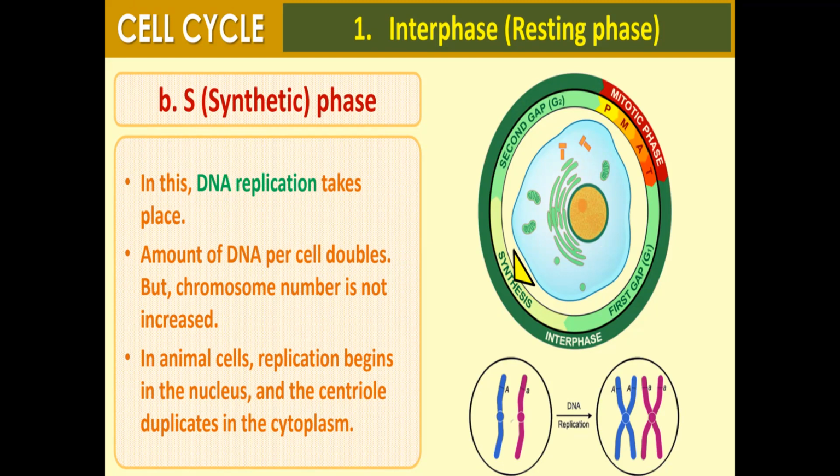Chromatids. In animal cell, replication begins in the nucleus and the centriole duplicates in the cytoplasm. In animal cell, there is one organelle called centriole, which will duplicate. It will go towards the opposite pole. Okay. So from this, you just read DNA replicates.